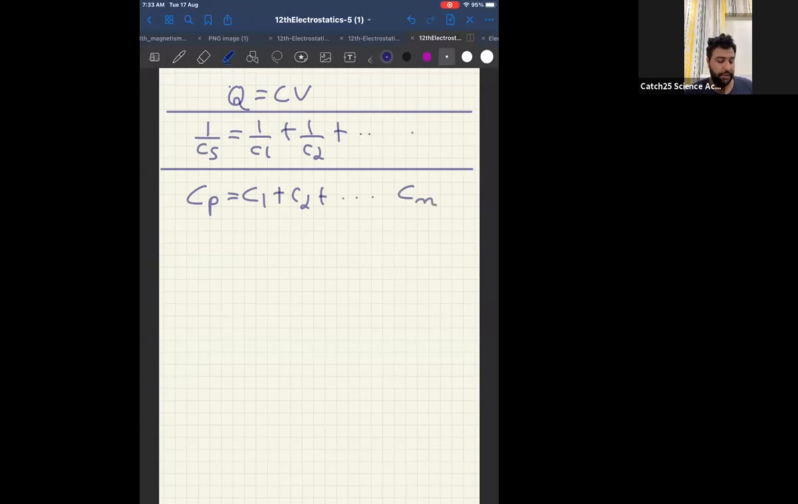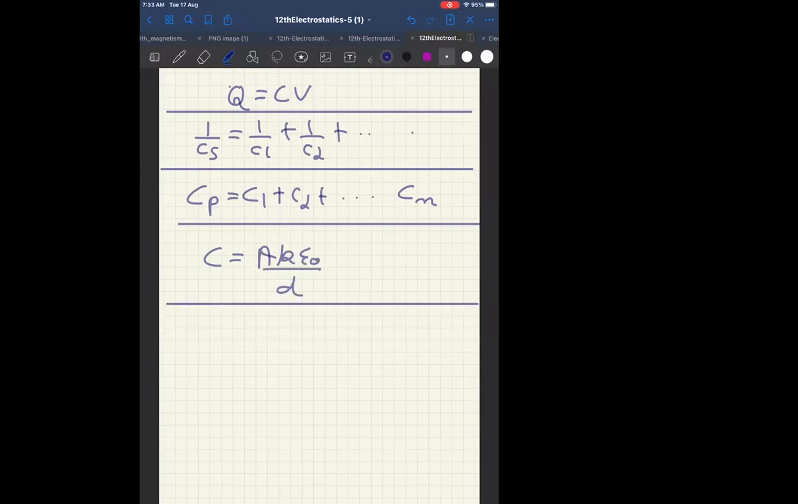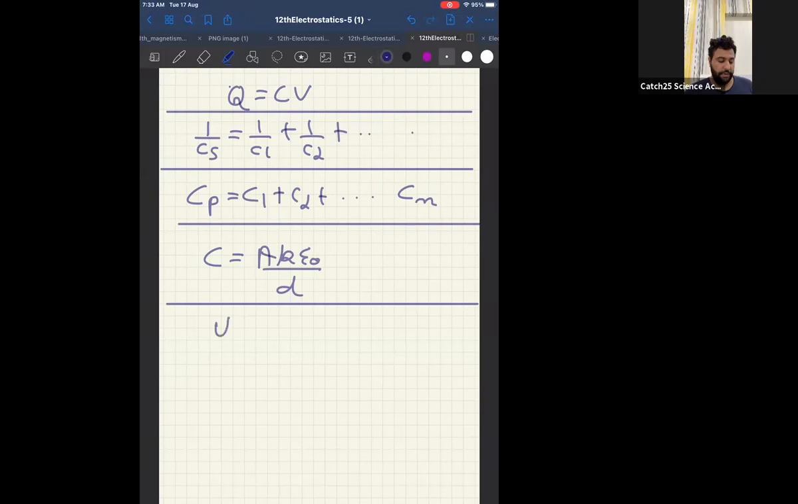Then you have also learned the parallel plate capacitor capacitance formula, K epsilon naught A by D, last class. Today you learned energy stored in a capacitor is half CV square. These are the main formulas for capacitance. Just check.